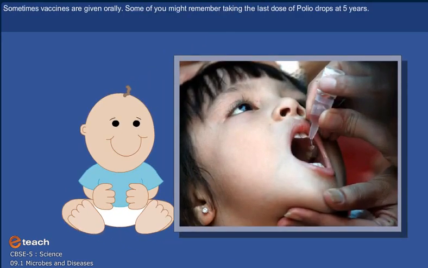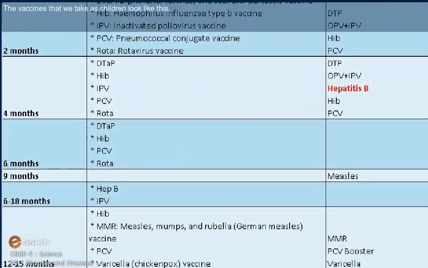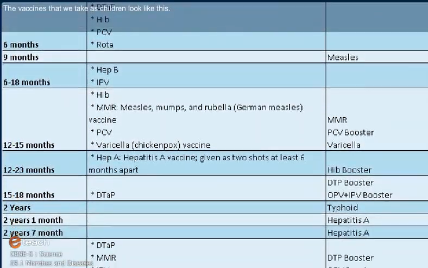Sometimes vaccines are given orally. Some of you might remember taking the last dose of polio drops at 5 years. The vaccines that we take as children look like this.